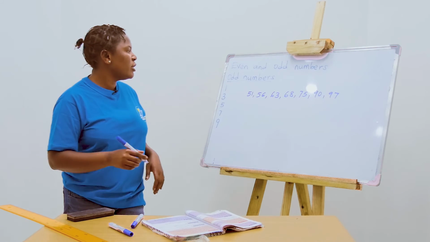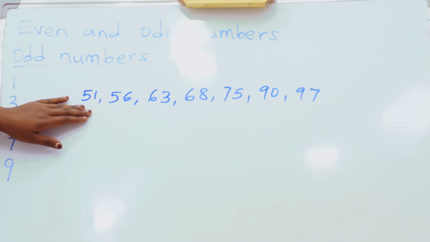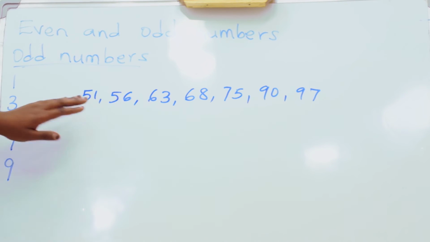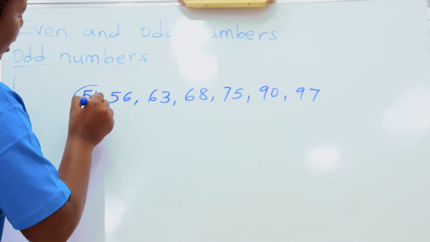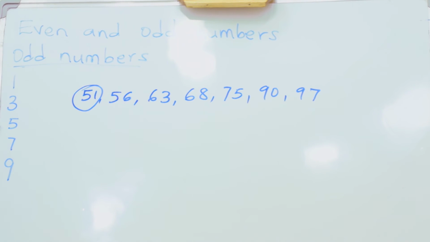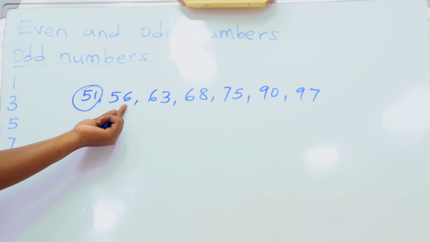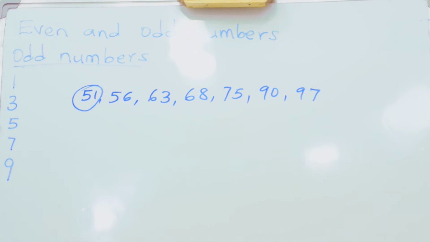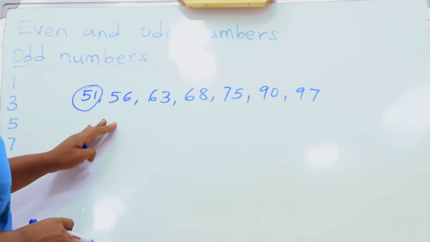We look at our first number, which is 51. In 51 the last number is 1. So is 1 among the odd numbers? Yes, so we circle 51. The next number is 56. 56, the last number here is 6. Is 6 among the odd numbers? No, so we do not circle 56.